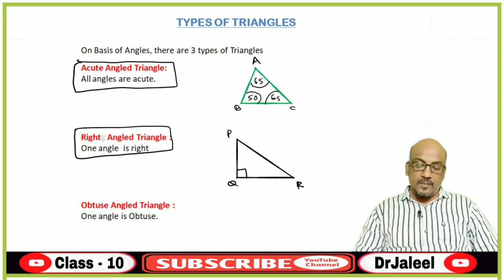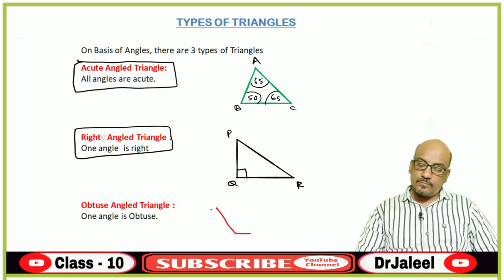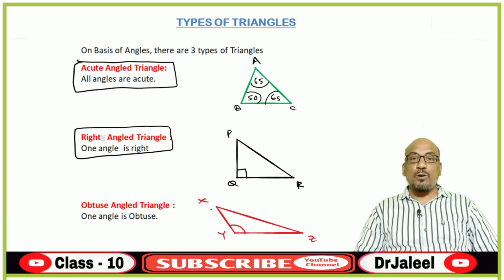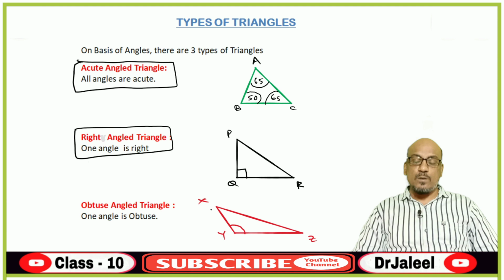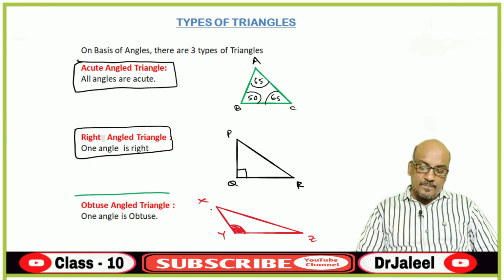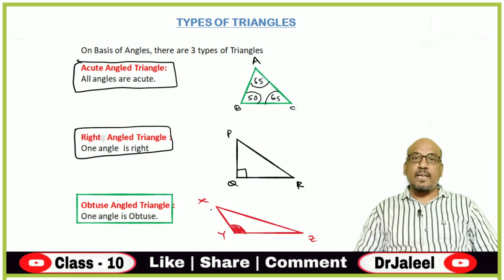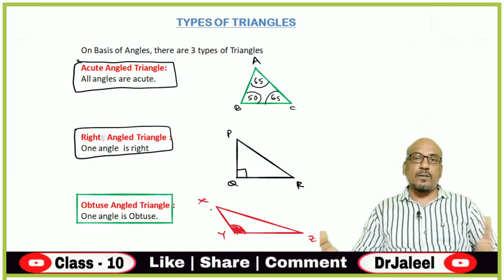Children, now let us get into the third type of triangle. XYZ. So children, this particular angle Y is more than 90 degrees, meaning it is between 90 and 180 degrees. Then this angle is called an obtuse angle. Therefore, this complete triangle is called an obtuse angled triangle. So again here also, can there be two obtuse angles in a triangle? No, because if suppose this is 100, can the other angle be 100? No, the sum would be 200. The sum can't be more than 180.